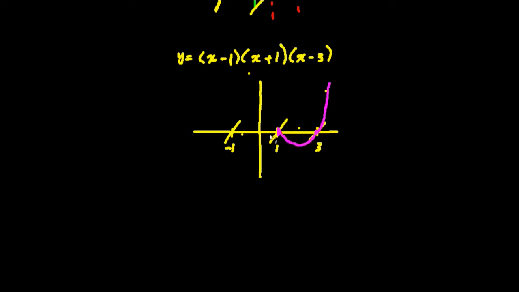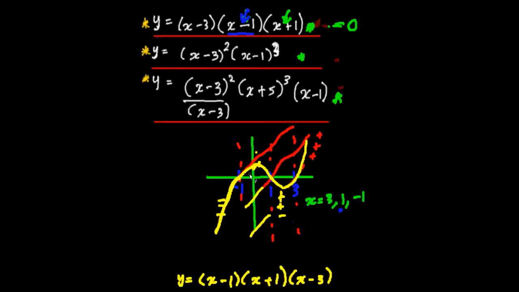When it's between minus 1 and 1, I have one positive and two negatives, so it'll go above. And the last one I will have three negatives, so therefore there you go. So that is my polynomial for this question. Okay, alright, next question. It'll be y equals x minus 3 squared and x minus 1 cubed.